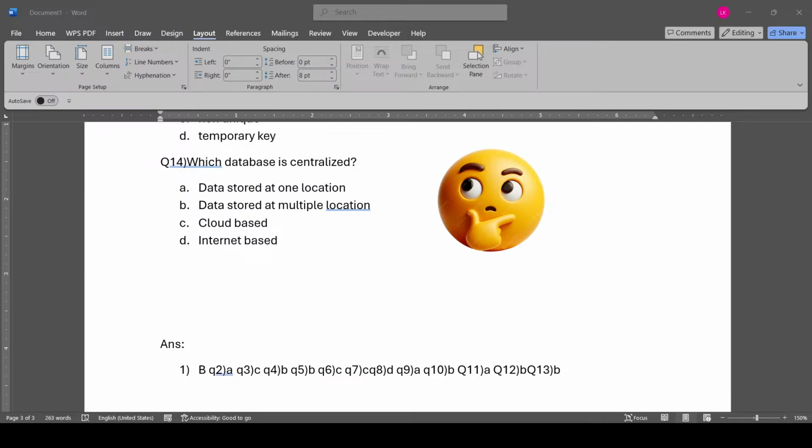So when we talk about the centralized database, the data is stored in a particular location, not in different locations. So that is 14a. Now we are going to talk about the next question here, 15.